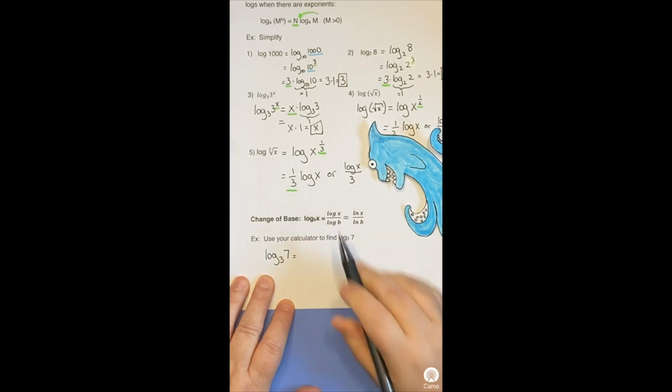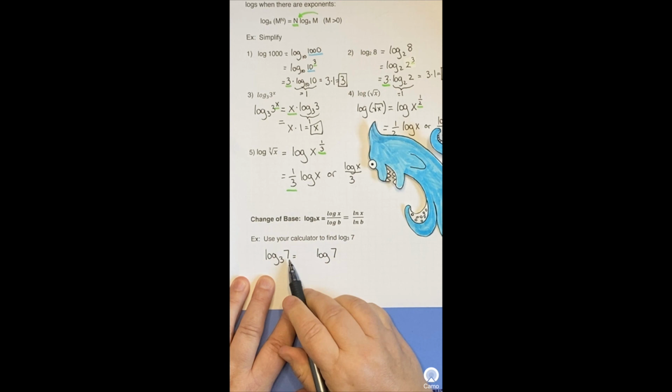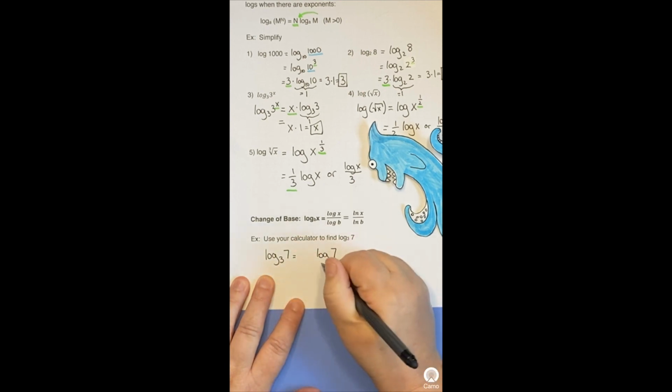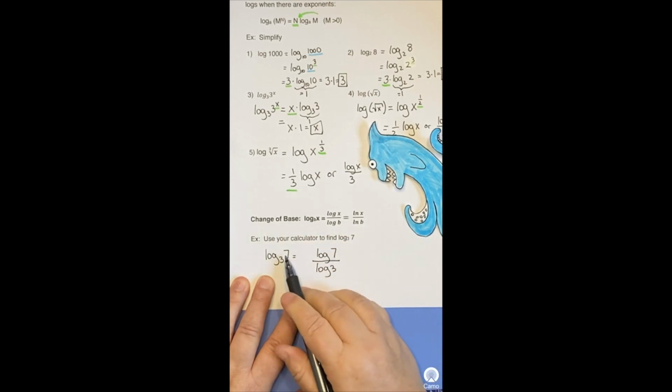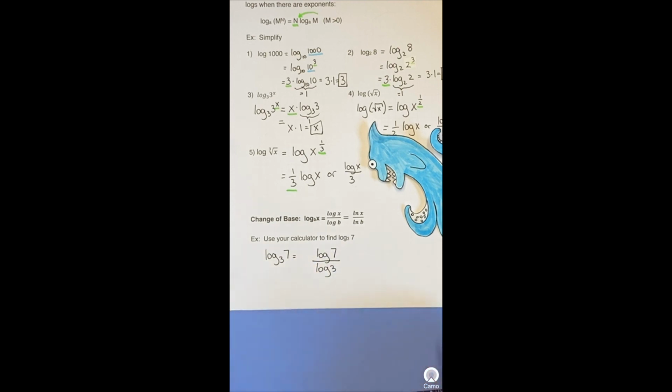So if I go with the first one, I could use common log of 7. Notice I go with the bigger number. 3 is kind of down below, so we think of it as that's going to be our denominator. So log base 3 of 7 equals log of 7 divided by log of 3.